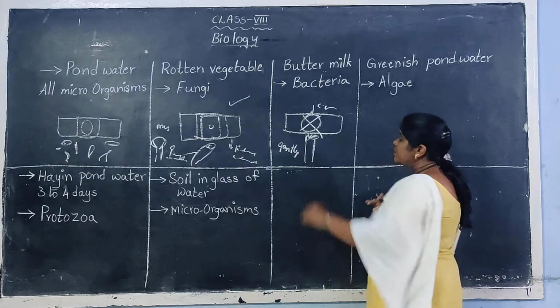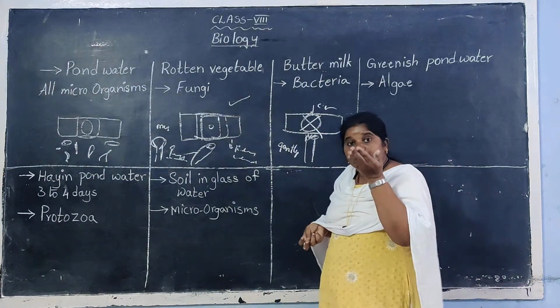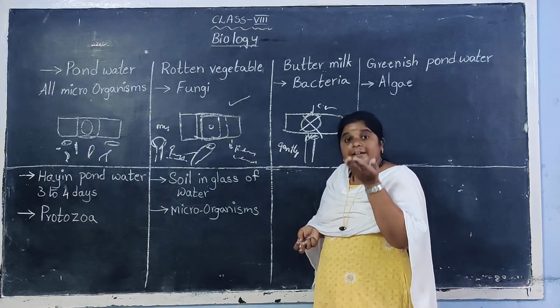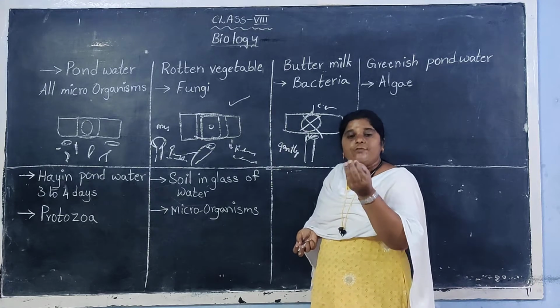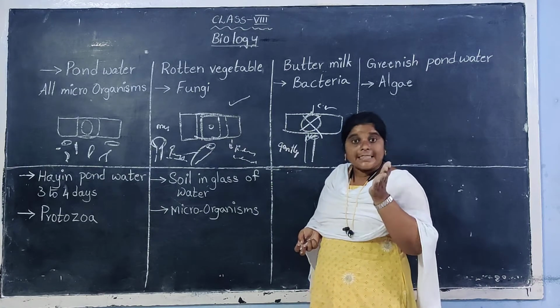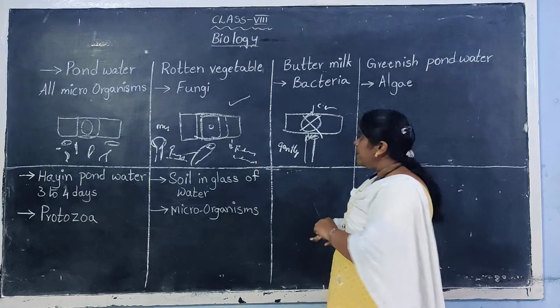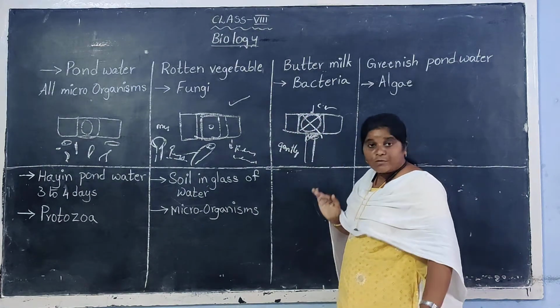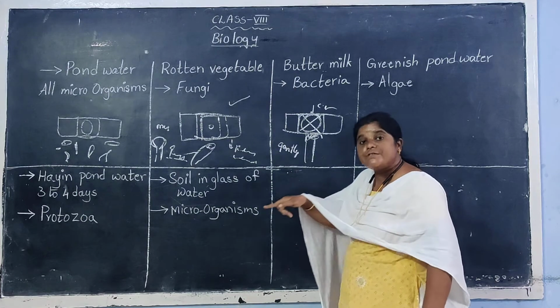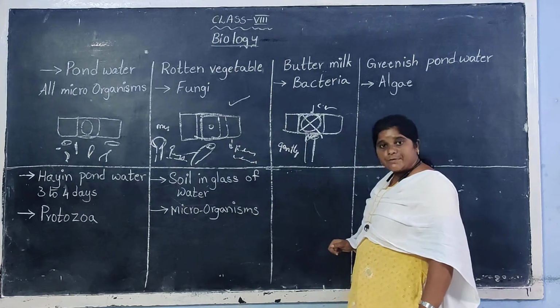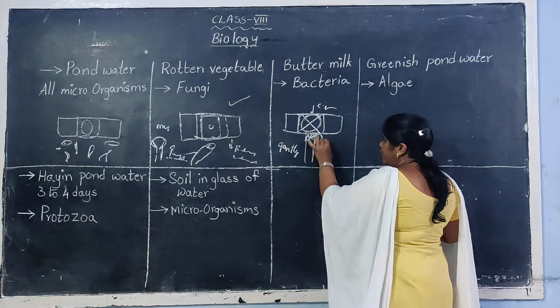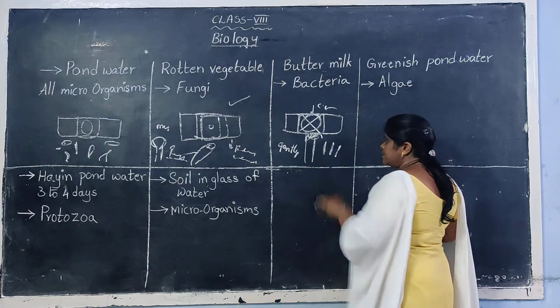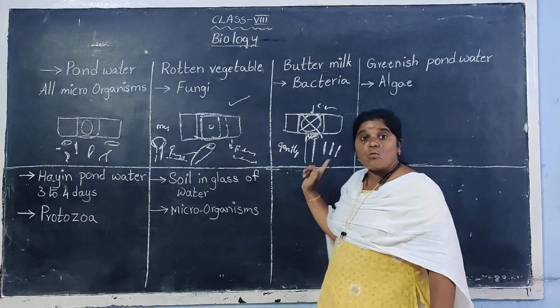So what you have to do is keep this slide under water with a gentle force of water. Then the stain will be removed, and now you have to cover it with a cover slip. Now observe it under the microscope. You can find rod-like structures like this. These are nothing but lactobacillus.